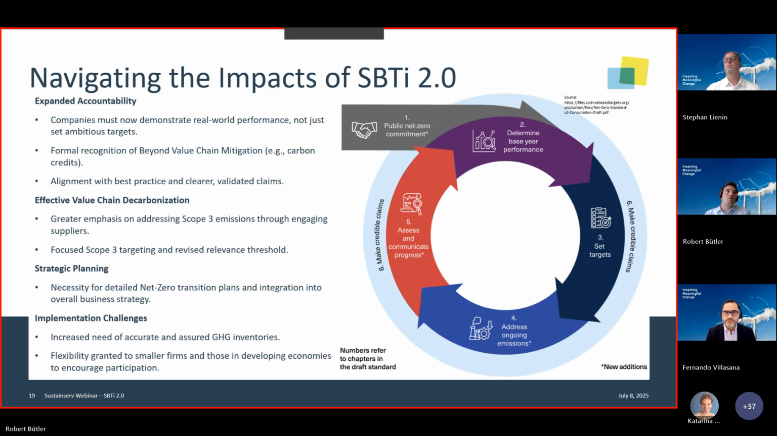So in a sense, they expanded the accountability. They try to increase the effectiveness of value chain decarbonization over scope 1, 2, and 3, and introduce the strategic planning aspect with the before mentioned net zero or climate transition plan. But as mentioned before, they are also aware of implementation challenges, meaning that they grant flexibility to smaller firms to not be held accountable for all these steps directly in a mandatory way.